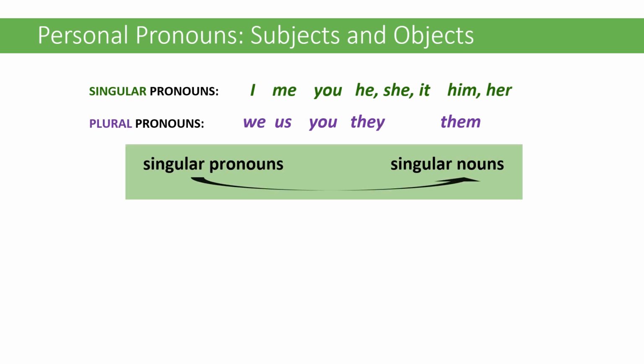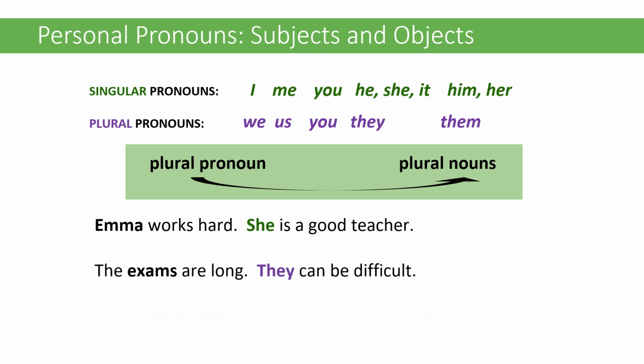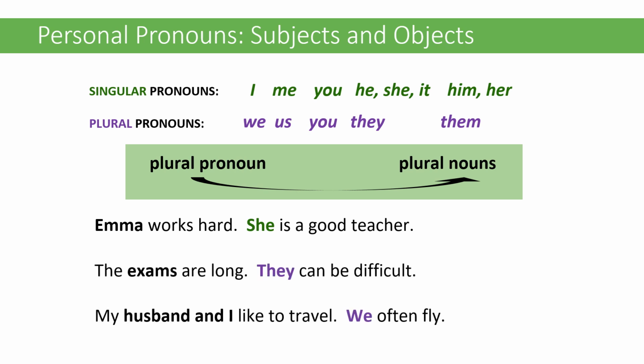Singular pronouns refer to singular nouns, and plural pronouns refer to plural nouns, as in the examples. Emma works hard. She is a good teacher. Exams are long. They can be difficult. My husband and I like to travel. We often fly.